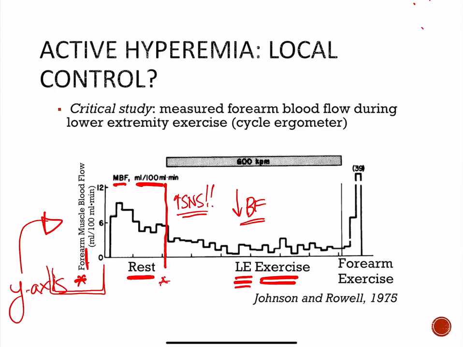They tested their experimental design by then having them, at this time point here, start doing forearm exercise. So they continue to measure blood flow in the arm. And when they did forearm exercise, whoa, look what happens to blood flow. When the forearm is the muscle that's exercising, they got this massive increase in blood flow. So this is one of the key studies that showed that you do not have a systemic effect that causes increased blood flow everywhere, but rather you have local control that allows you to deliver blood flow right where you need it.